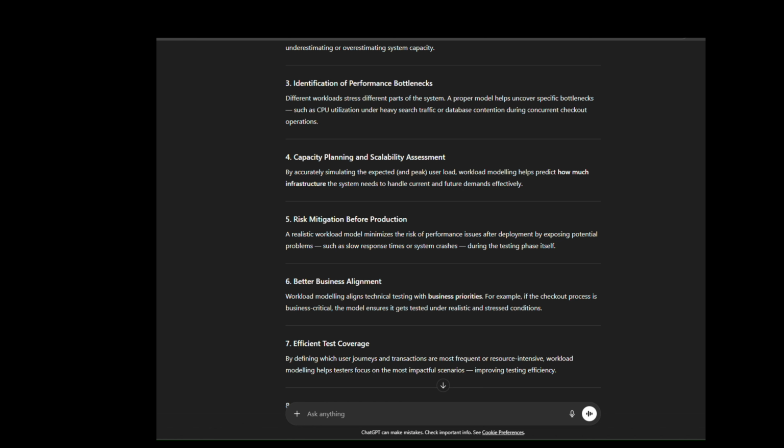4. Capacity planning and scalability assessment. By accurately simulating the expected and peak user load, workload modeling helps predict how much infrastructure the system needs to handle current and future demands effectively.